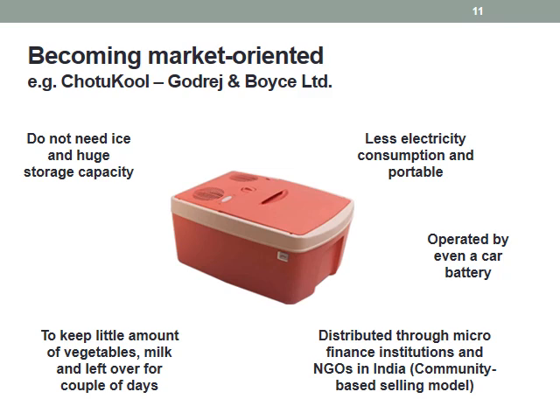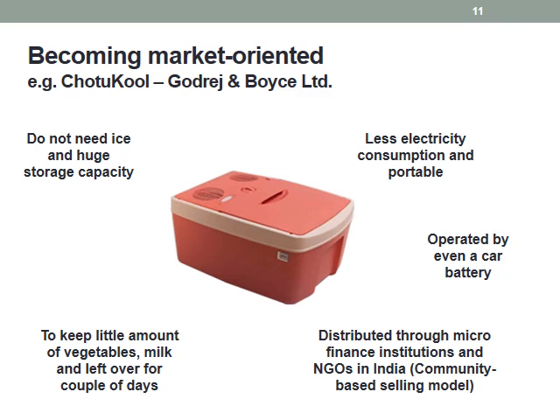What is closer to them is basically microfinancial institutions, where they can take a loan, and through that loan, using an installment basis, they can buy this. To keep a little amount of vegetables, milk and leftovers for a couple of days. This is the purpose of this product. Here they are not going to keep a lot of items inside this because they don't have money to buy a lot of things. What they are keeping is just leftovers of their food items today for tomorrow's consumption.